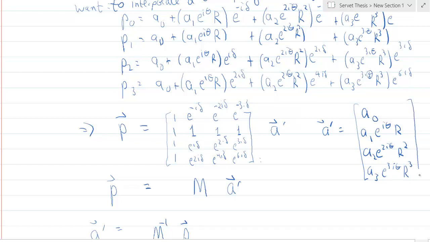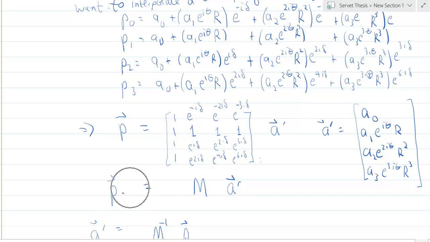Now, if I solve for A prime, I can easily find A0, A1, A2, A3 because I know theta. I'm sorry, this is not theta. This is theta. Because if I find A prime, I can find A0, A1, A2, A3 because I know theta and I know r. So it's easy enough for me to find A given that I know A prime. So in this section of the code, I just want to focus on finding A prime.